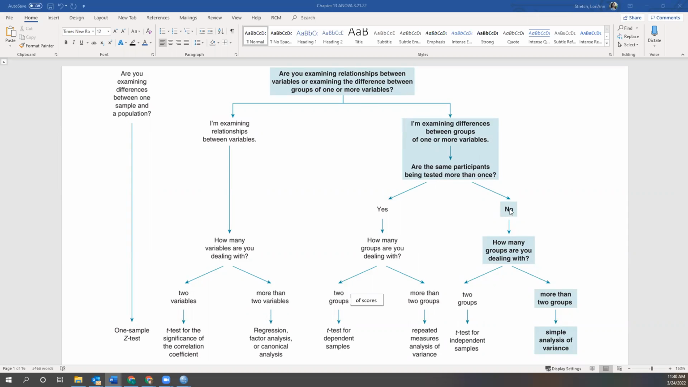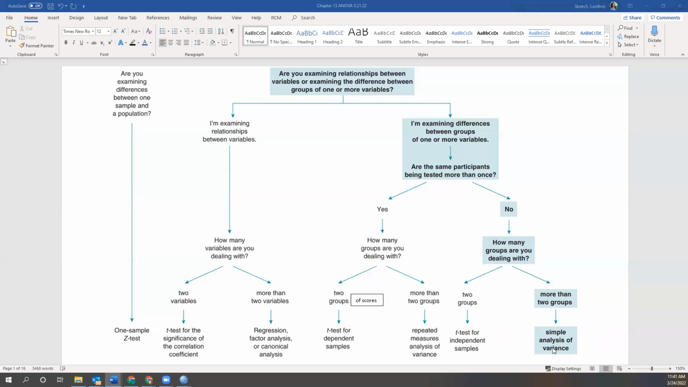If the answer is no, then we have to ask how many groups we're dealing with. If we're dealing with two groups that have only been tested once each, then we're going to have that t-test of independent means, which we just did last week. If we have more than two groups, a t-test won't work because a t-test will only use two scores. So we will then be using a simple analysis of variance.